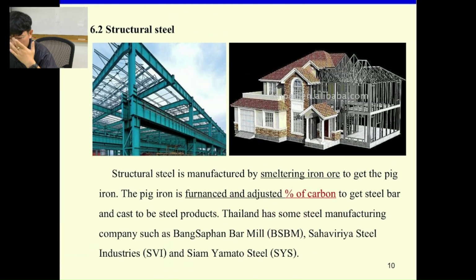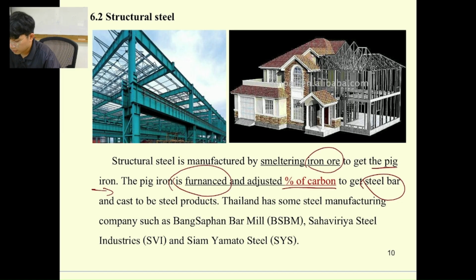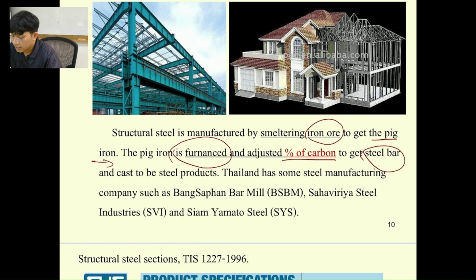Next up, we're going to talk about the reinforcement steel. Reinforcement steel basically starts from the iron ore, and then we convert it into pig iron. Then in the furnace we can add a percentage of carbon in order to produce the steel. In Thailand we have a lot of good companies such as BSBM, SBI, and SYS, the Siam Yamato one, which is the most famous.